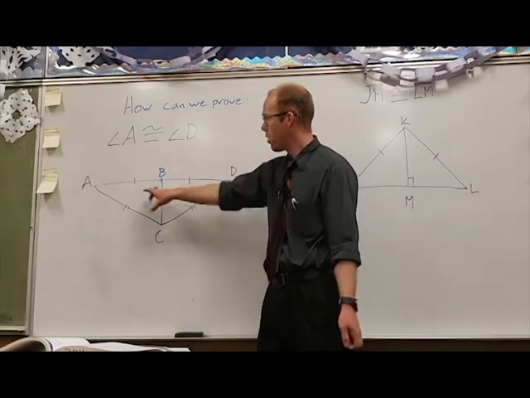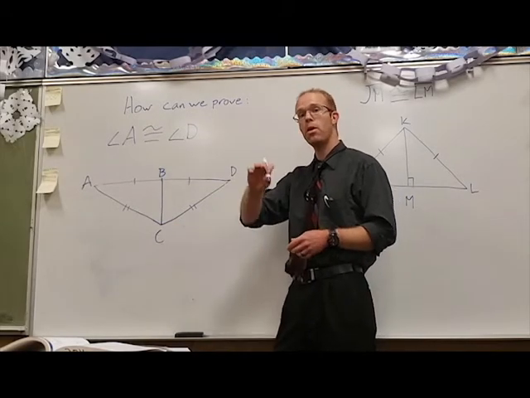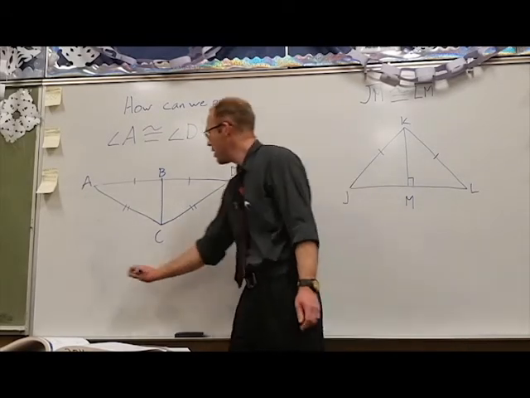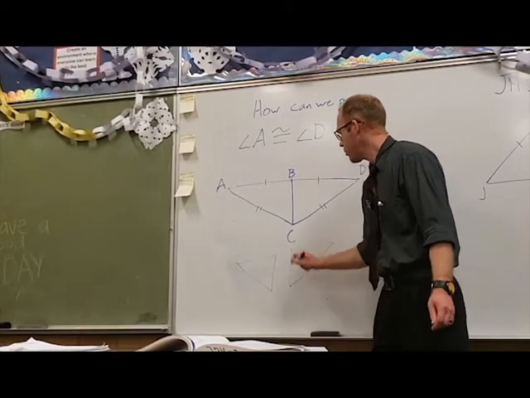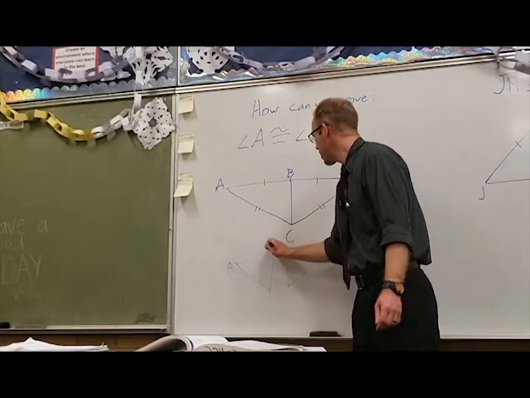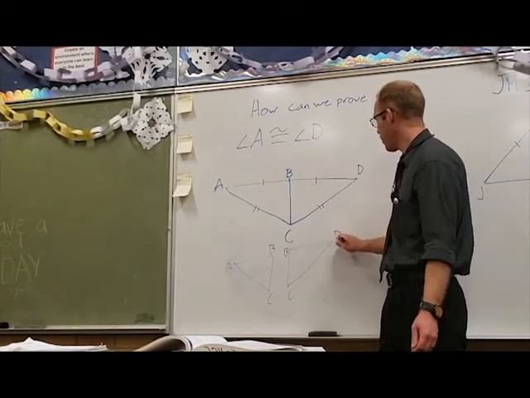If I know that two triangles are congruent, I have all sorts of information about different corresponding parts being congruent to each other. So I'm going to draw these two triangles separate from each other, and we will start to put some information in to see if we can prove these are congruent.